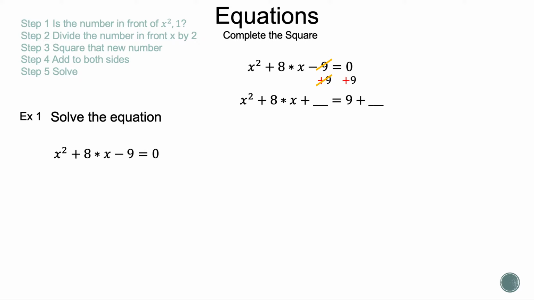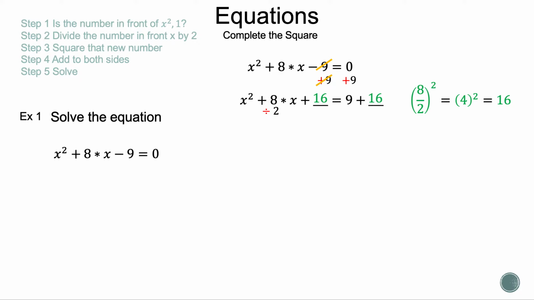So we're going to divide 8 by 2, and then we're going to square it. So right now we have 8 divided by 2 squared, and 8 divided by 2 is 4. So we have 4 squared, and 4 squared is 16. So now we're going to add 16 to both sides to help us to factor the left side, so we can use the inverse of square, which is square root.